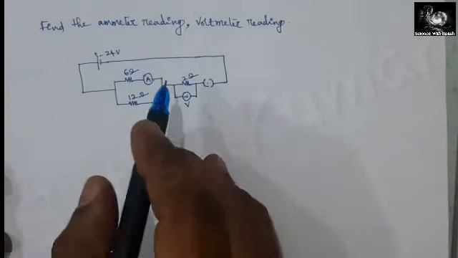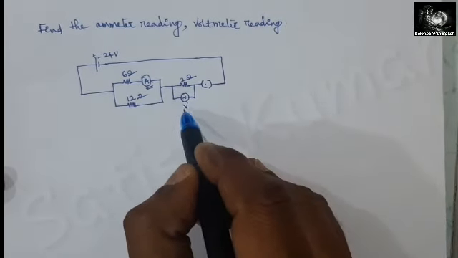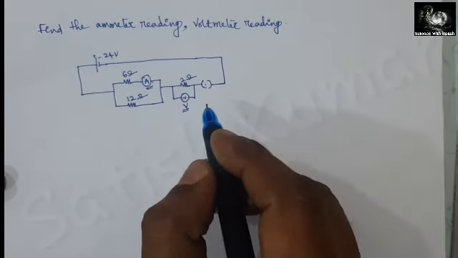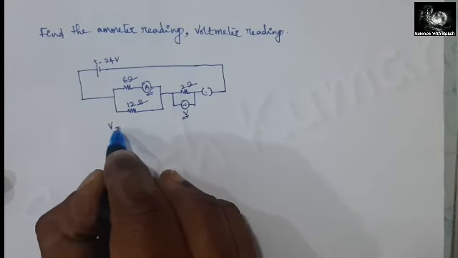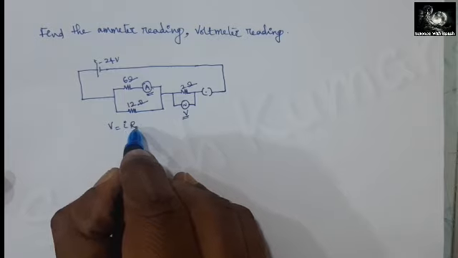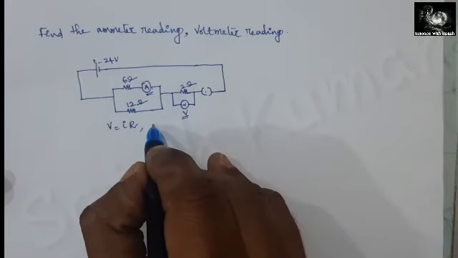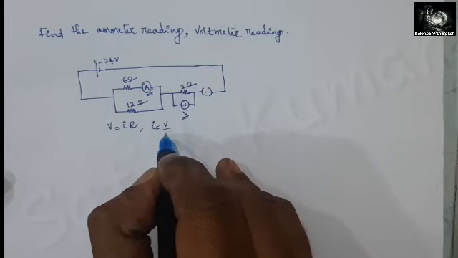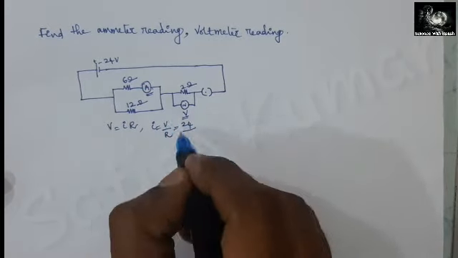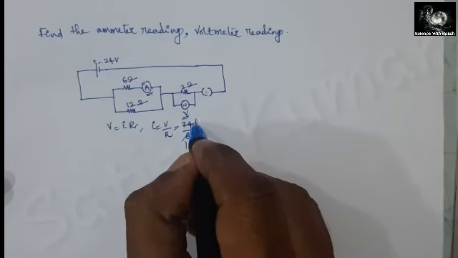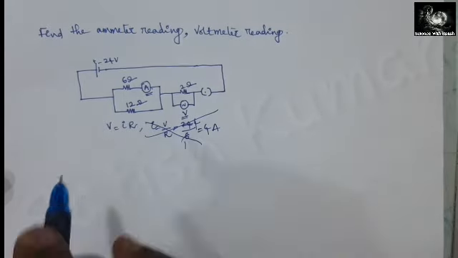This is the problem in which we have to find the ammeter reading and voltmeter reading. To find the ammeter reading, you should not do it like this. You have V is equal to IR, so the ammeter reading, meaning the current reading, I is equal to V by R. V is 24 and R here is 6, so 6 fours are 24, so 4 amps. So, this is not correct.